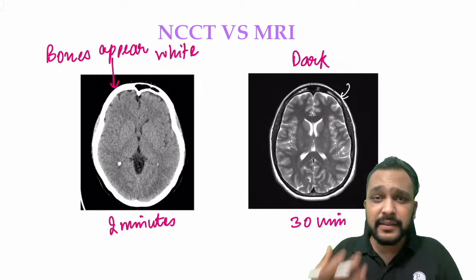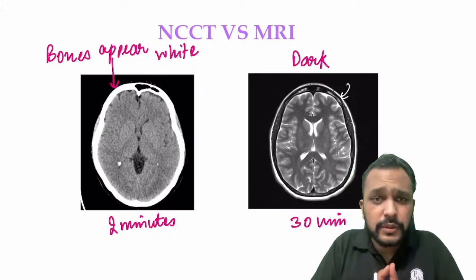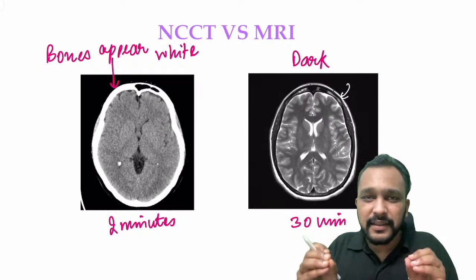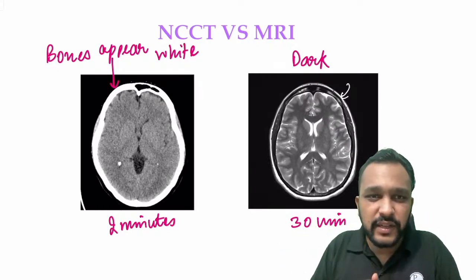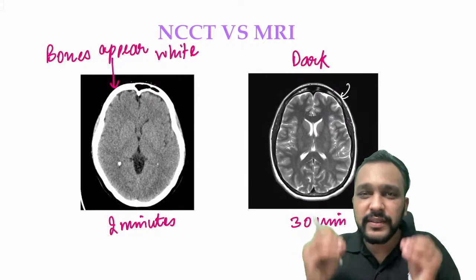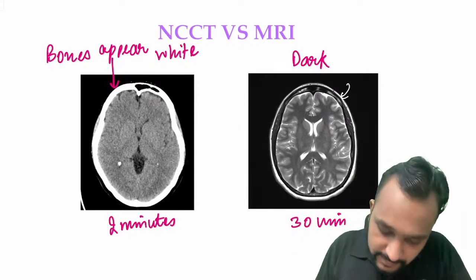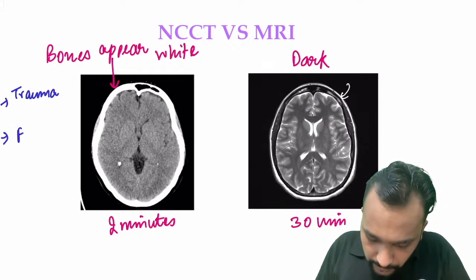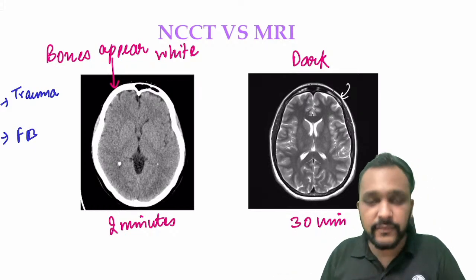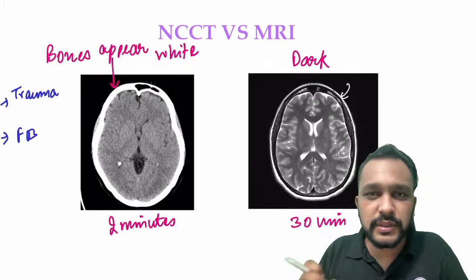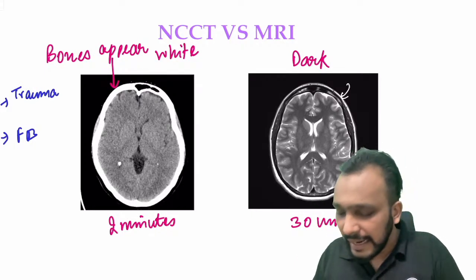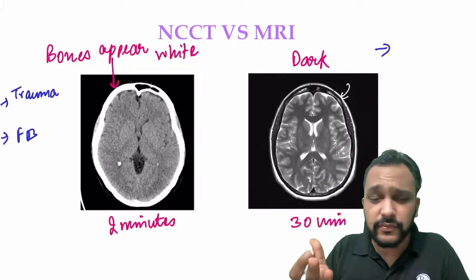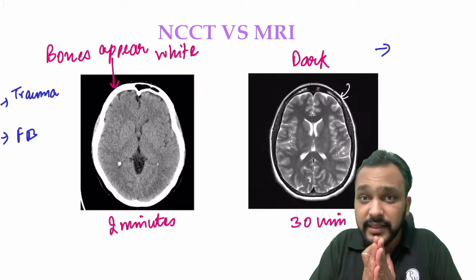So if there is any emergency condition, right, like your stroke, like any history of trauma, we have to treat that patient within a limited period of time. So NCCT is always the investigation of choice in all the emergency conditions like trauma. If there is any foreign body within the eye, again we are going to go for CT. So today we are going to just talk about the neurological conditions. And in all the cases of emergency, NCCT will be the investigation of choice.